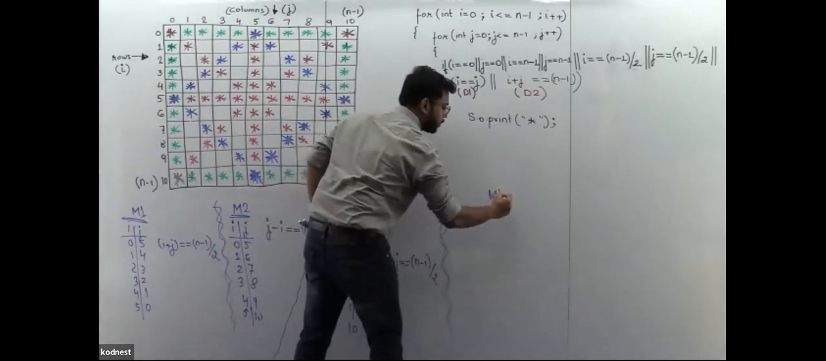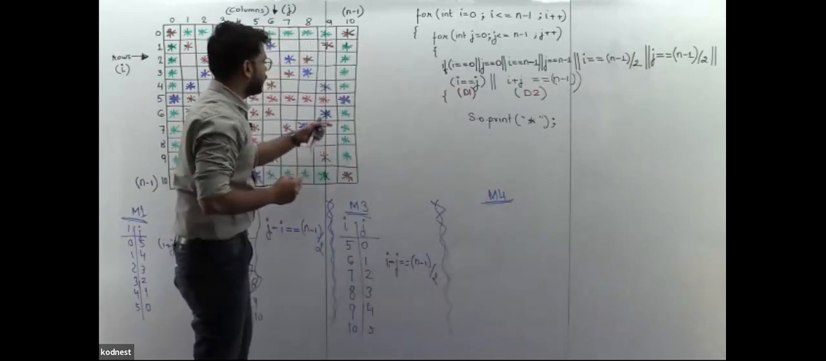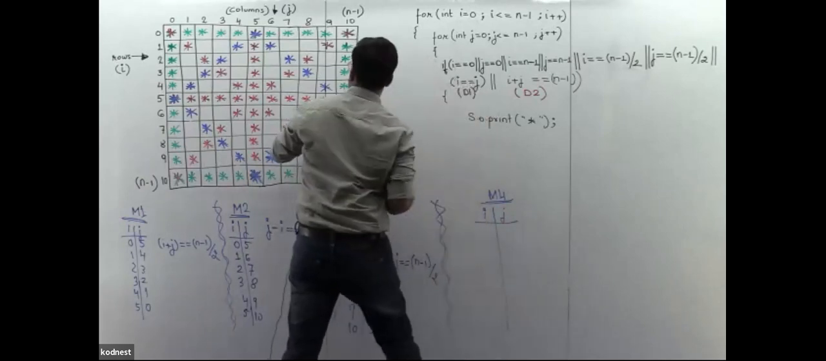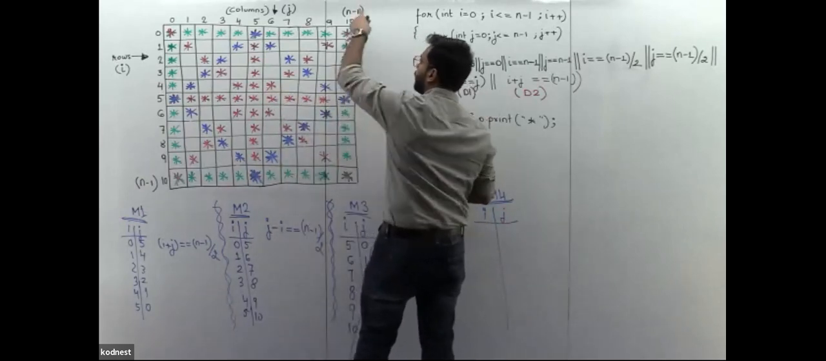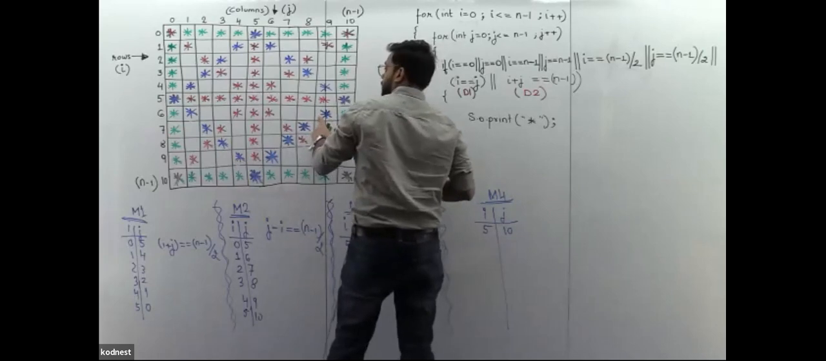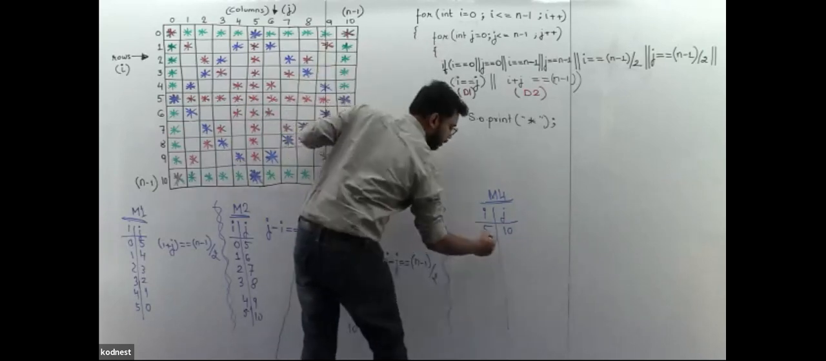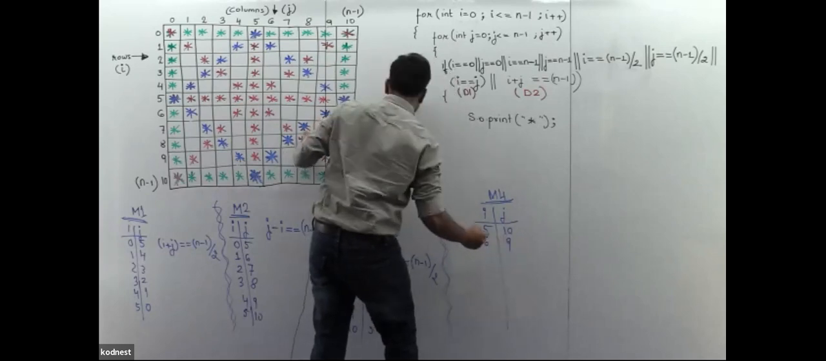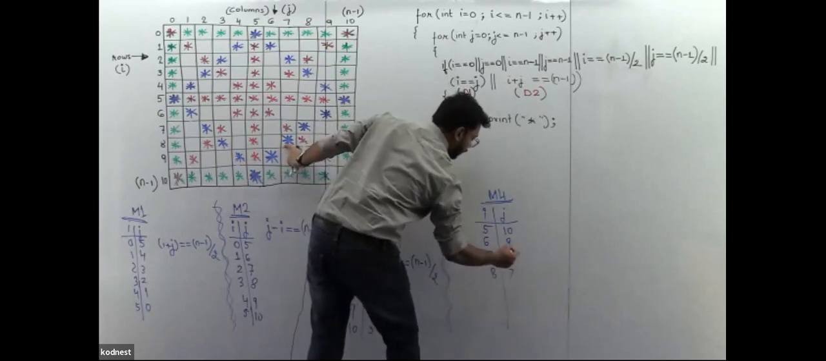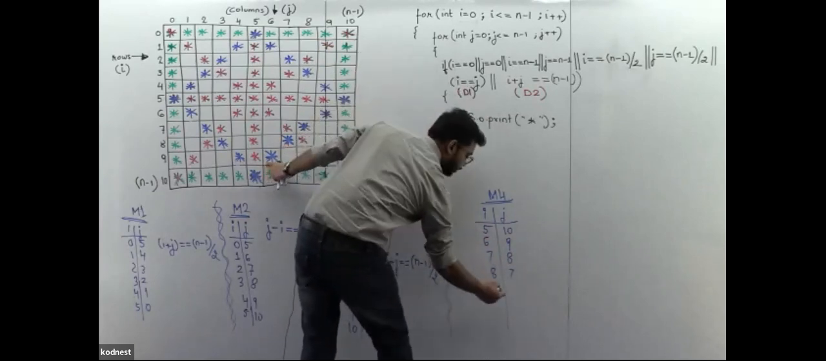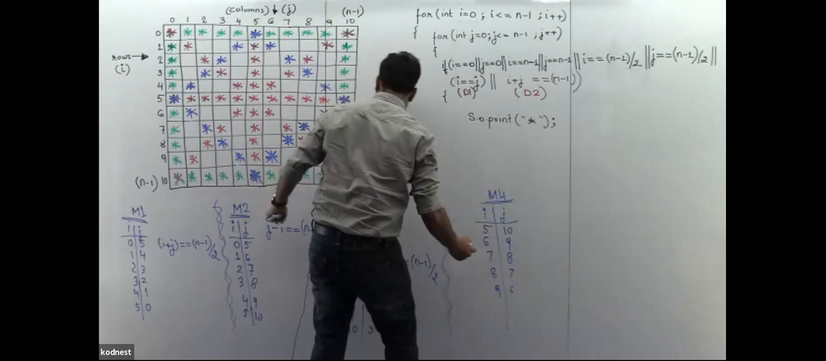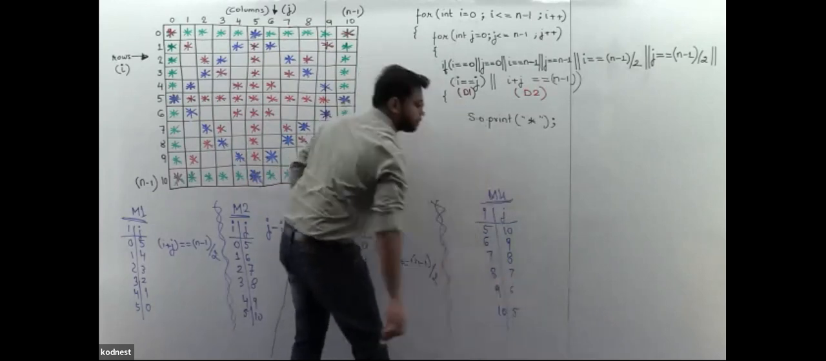Here I will tell this is the fourth inner diagonal. For this, what is the value of I? What is the value of J? For this star, what is the value of I? 5. Value of J? 10. This is 6, 9. Okay. 6, 9. Next, 7, 8. Next, 8, 7. Next, 9, 6. This is 10 and 5th column.